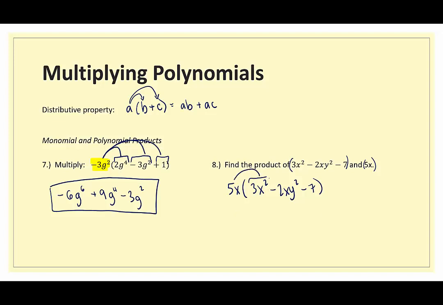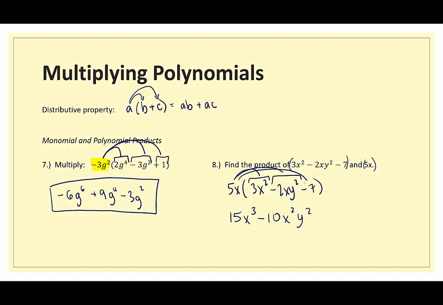So we're going to multiply it first to the 3x squared. 5 times 3 is 15. X times x squared is x cubed. Next up, we have 5x times negative 2xy squared. A positive times a negative is negative. 5 times 2 is 10. X times x is x squared, and we'll bring down that y squared.